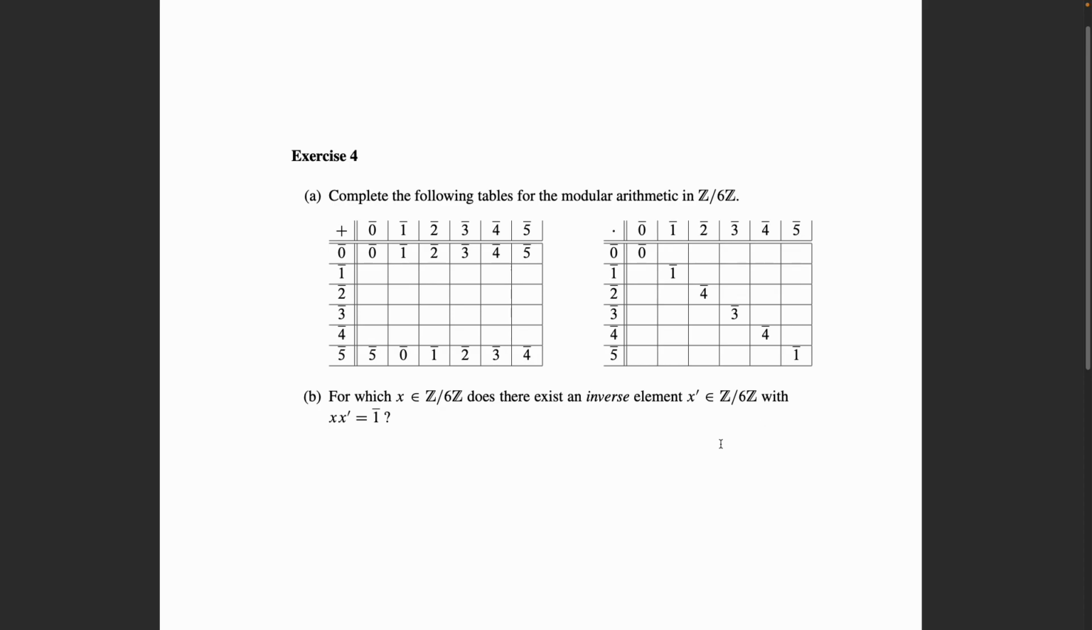And yeah, that's it for the third homework exercise.